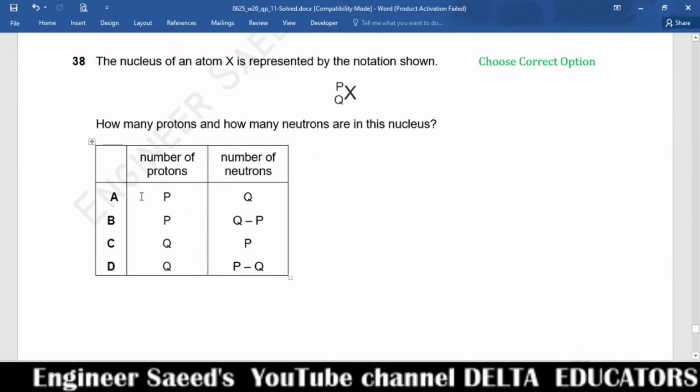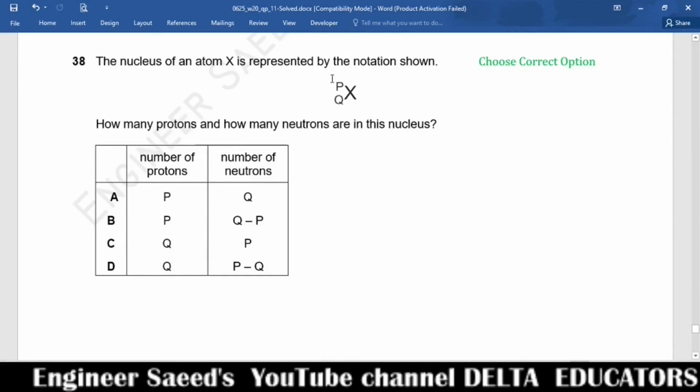Now we check the options. Here we have two columns. In the first column, the number of protons is given. In the second column, the number of neutrons is given. Now here this Q represents the number of protons. It is called proton number and it represents the number of protons. So the number of protons is represented by Q. Q is given in C and D, so the possible options will be C and D.